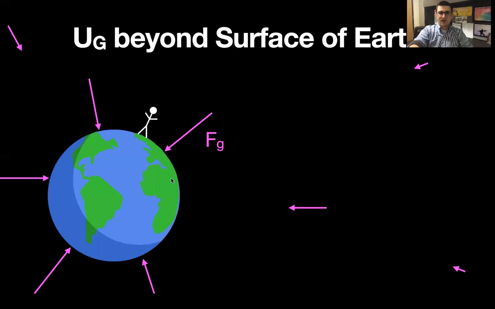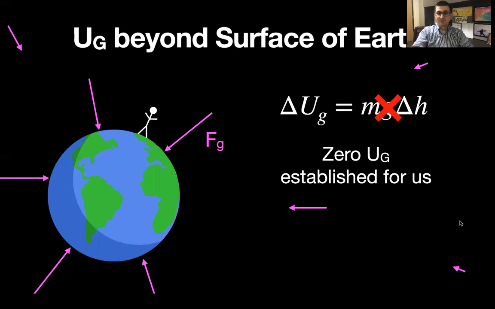So if we're talking about the gravitational potential energy, we cannot use that local formula anymore. And the biggest reason for that is because the acceleration due to gravity is not going to be the same when you're so far away, because the force gravity is not going to be the same. It's going to be changing with respect to the distance between the centers of mass.